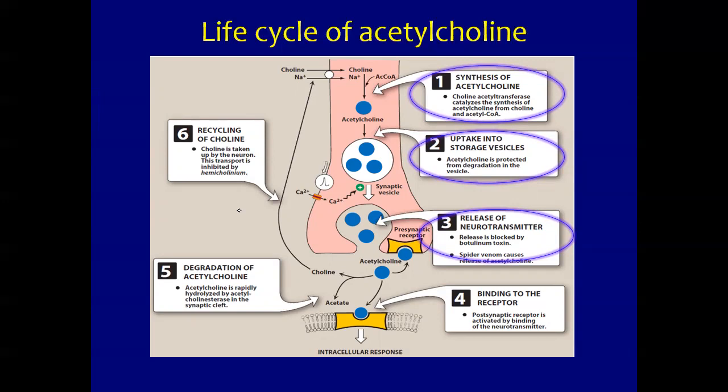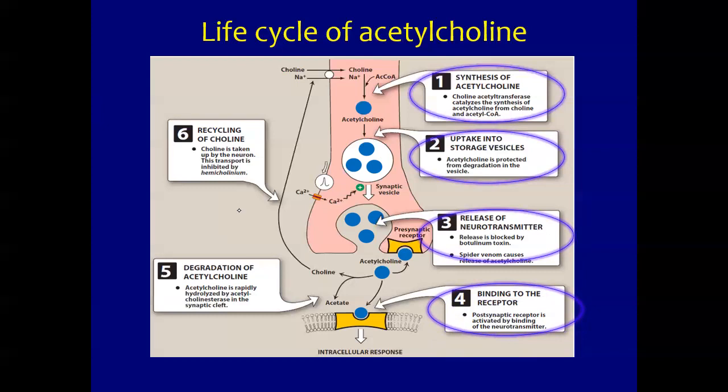Depending upon the effector organ, it may be a synapse, as in the case of pre- and postganglionic neurons, or it may be an effector organ directly. Anyway, acetylcholine is released as a result of stimulation of the cholinergic neuron. The fourth step is important: it will bind to its receptor. There are various types of acetylcholine receptors. We'll discuss them in the subsequent slides.